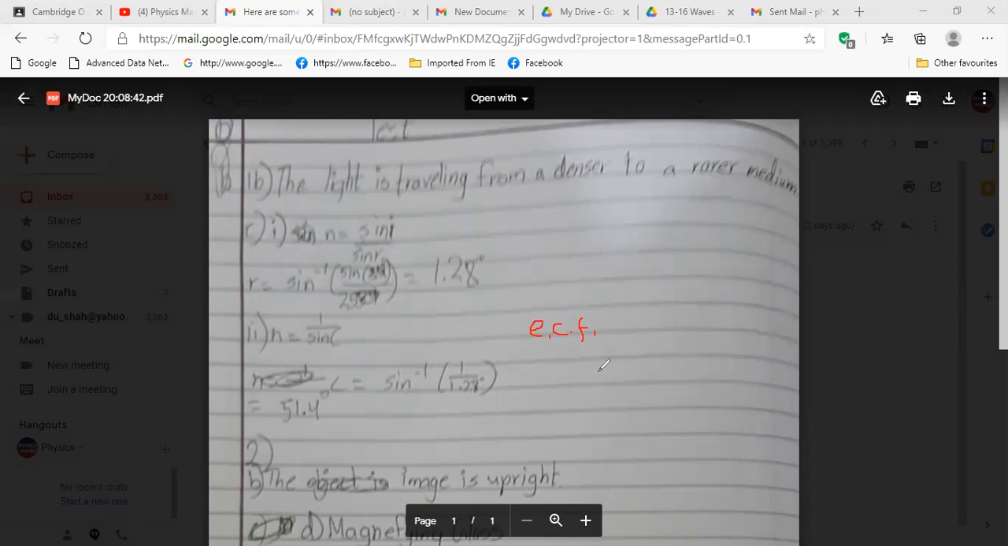Now you correct your one from here. You write another line here. You write sine inverse of 1 by 1.32 and get the correct one. What is your correct answer? Okay, sir.